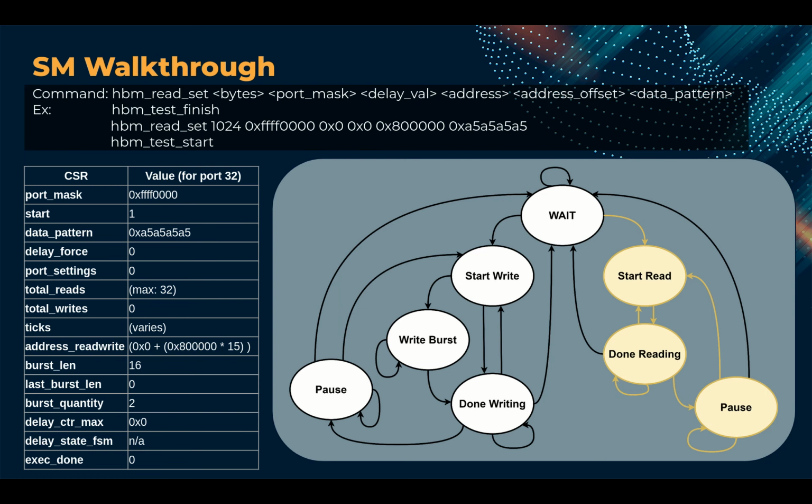In this case, because port mask is set to FFFF0000 in hex, only ports 17 through 32 will run, and they will all be set to read. The delay is set to 0, so the state machine will not enter the pause state and immediately perform another read. The address is set to 0, and the offset is set to 8 followed by 5 zeros. So the first enabled port is port 17, so this port will start reading at address 0. Thus, port 32 will read at address 0 plus 8 followed by 5 zeros times 15.